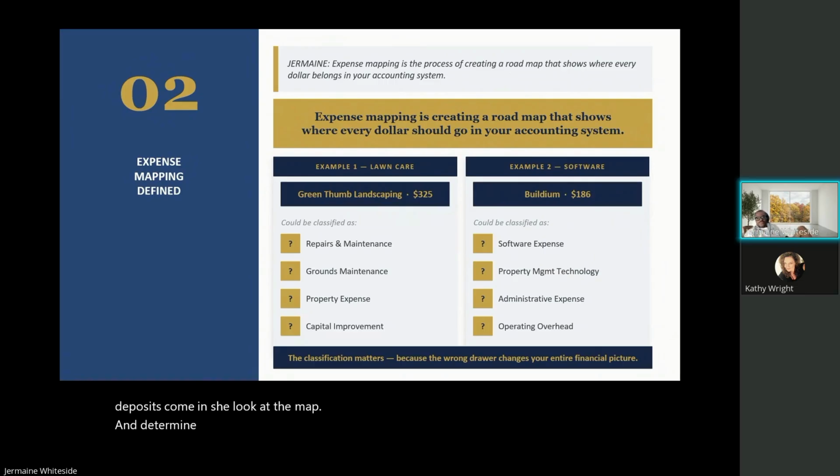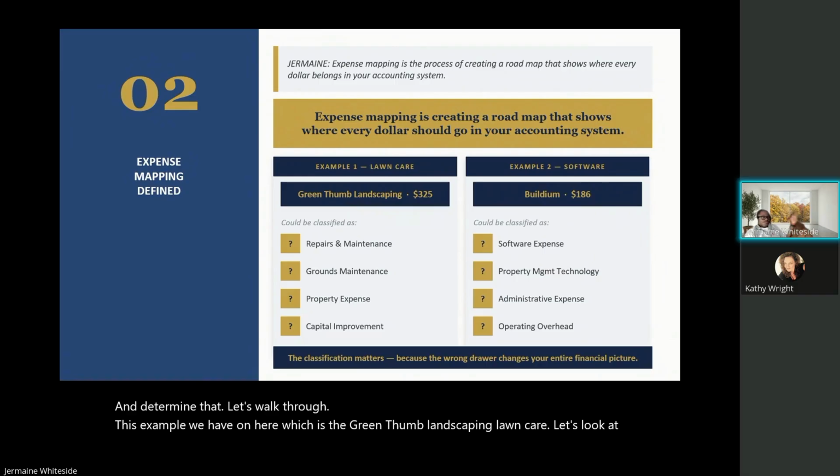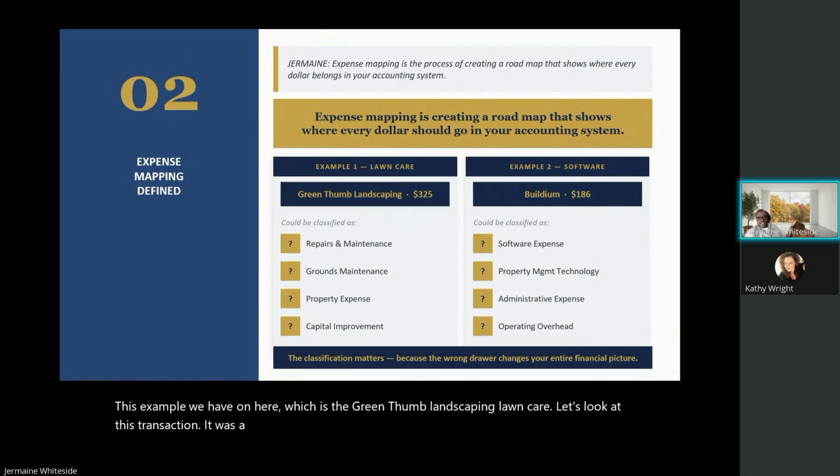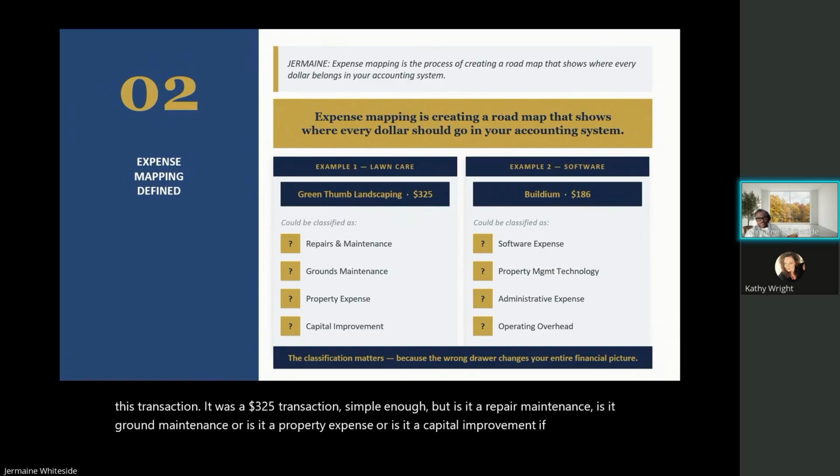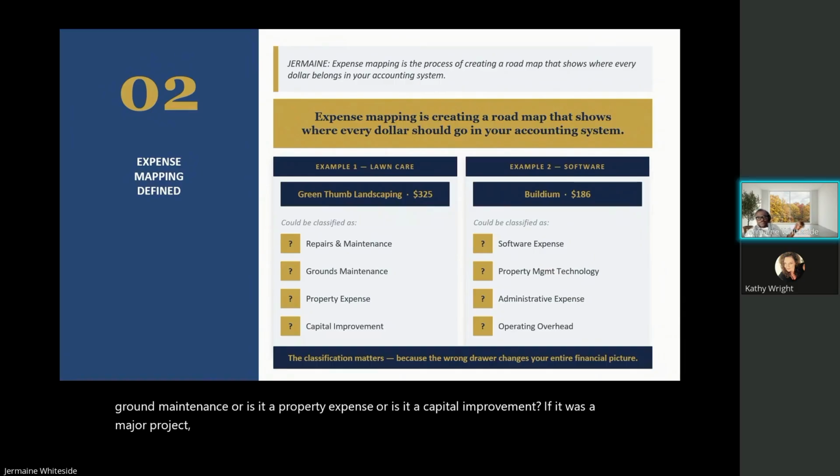Let's walk through this example we have on here, which is the Green Thumb Landscaping Lawn Care. Let's look at this transaction. It was a $325 transaction, simple enough. But is it a repair and maintenance? Is it ground maintenance? Or is it a property expense? Or is it a capital improvement if it was a major project? The answer changes your profit and loss statement. It changes your tax deduction. It changes your property expense records.